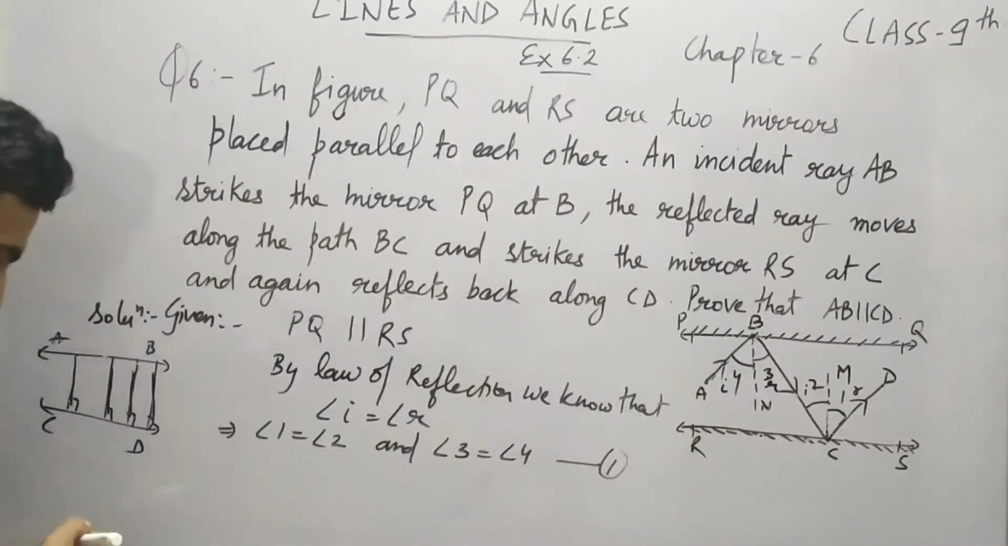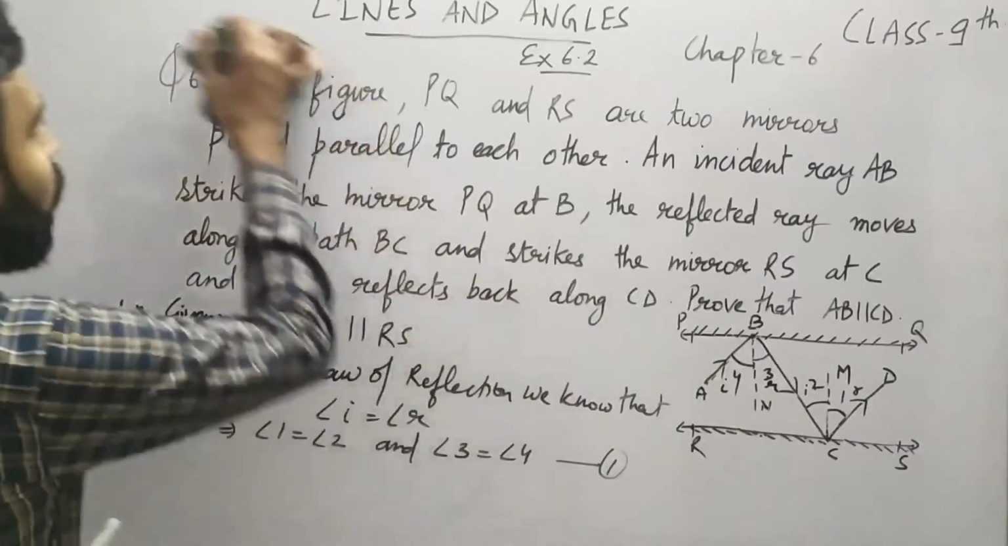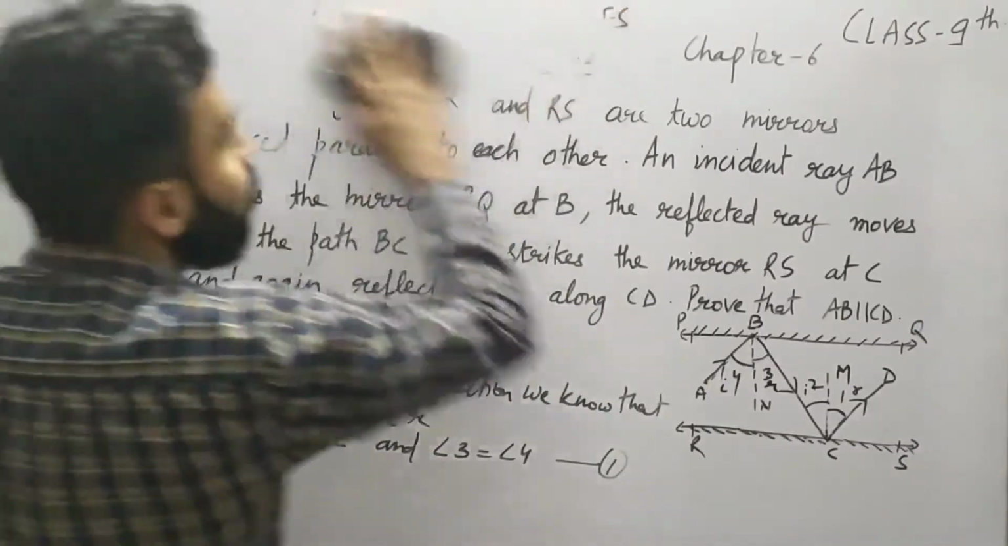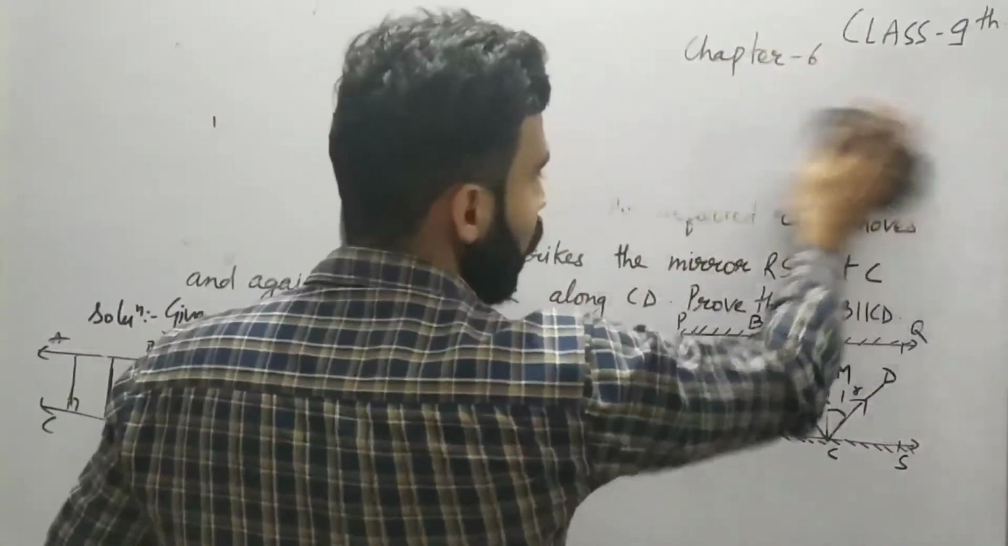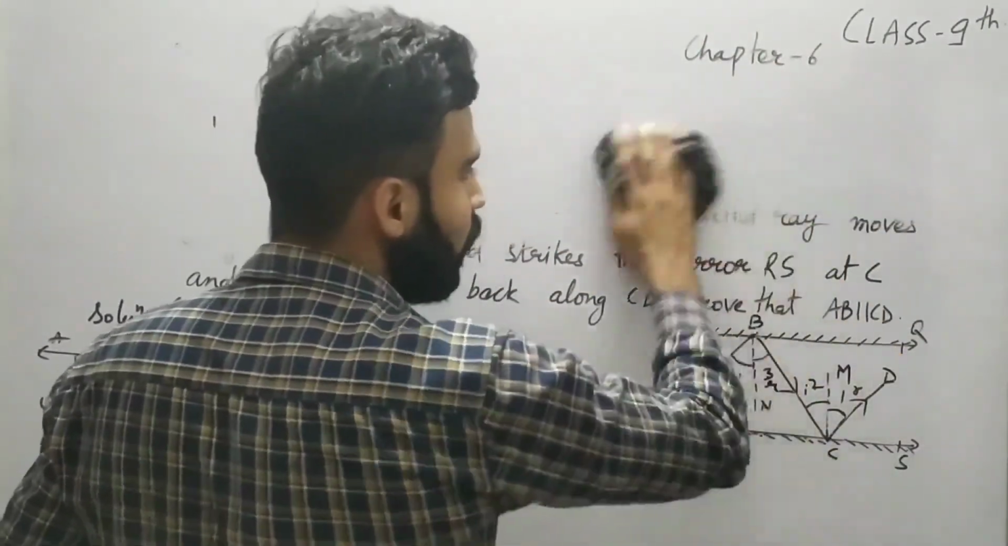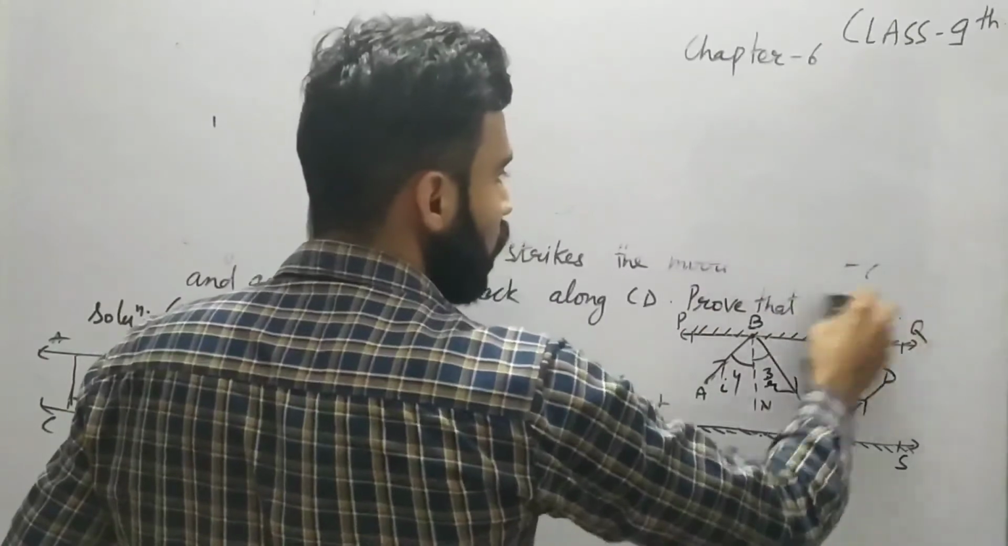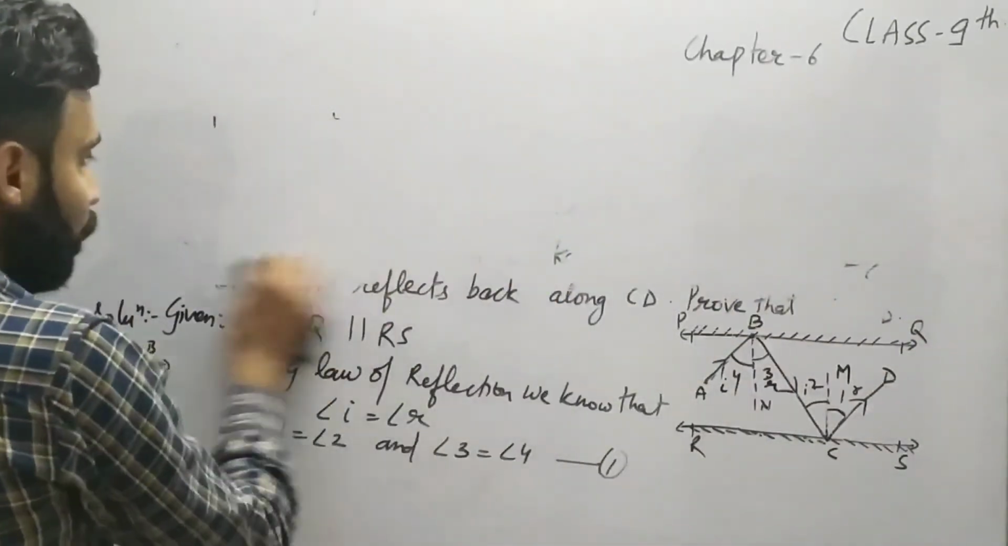Let me first make some space above so you can understand what I'm talking about. I'm rubbing out the question here. We have to prove AB is parallel to CD, right? So we don't need to take a look at the question now.